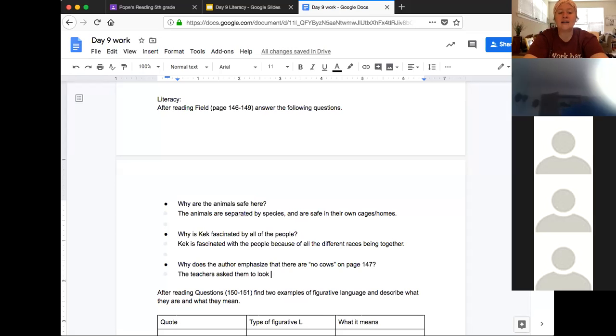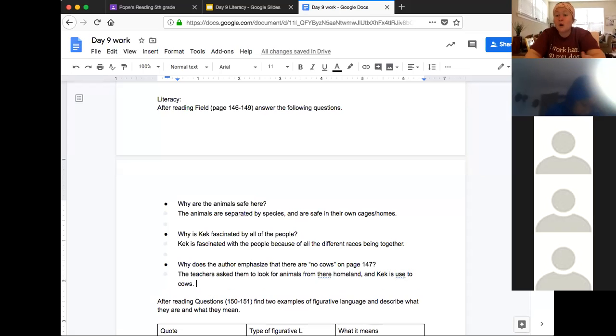So when it says, why did the author emphasize there are no cows, I'm putting the teachers asked them to look for animals from their homeland. And Ket is used to cows. And there were no cows. So he's entertaining himself with other things, like watching the people and how they communicate and how they walk around with one another.